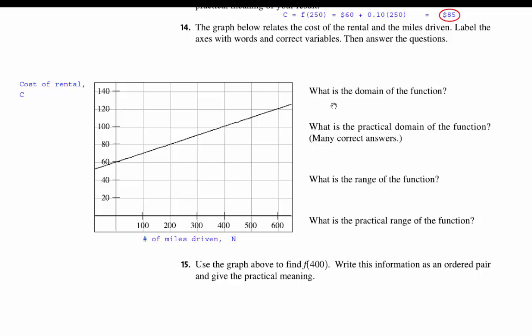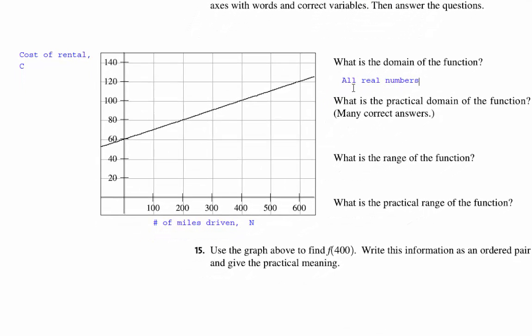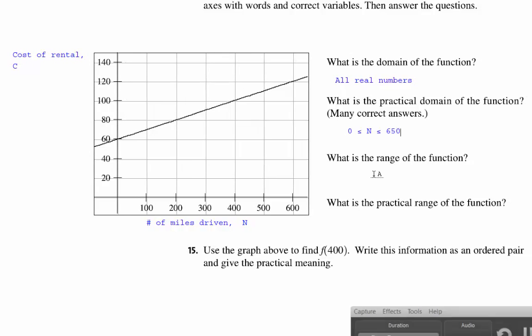Now this is tricky. Notice how the next question says practical domain. So the domain will be all real numbers, but the practical domain, in the context of this problem, just looking at the graph, looks like you can go from either 0 miles to, say, 600 or 650, maybe say 700. Note the book says there are many correct answers. I'm going to say from 0 to 650. So I wrote the domain using inequalities.